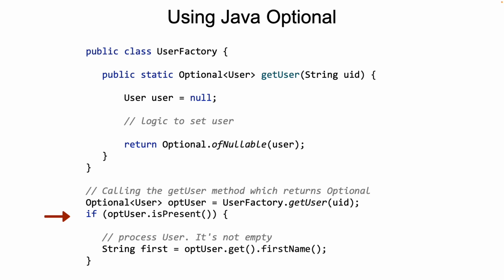Now you might ask, how does this exactly improve the code? After all, you're still using the if. Notice that the caller is forced to use the isPresent and the get methods to get the actual user, and hence is forced to think about the null value. Having said that, the caller has the right to completely disregard this and do the following.